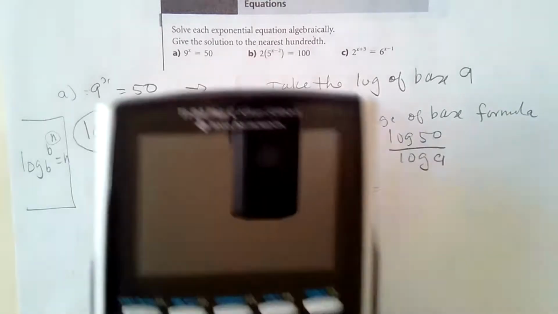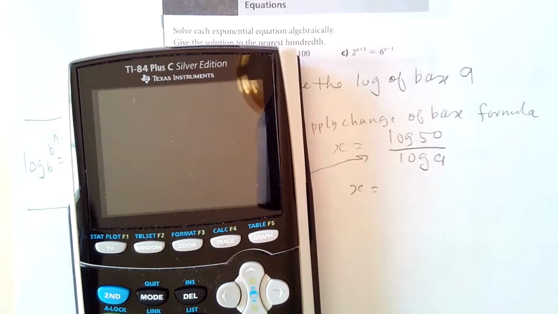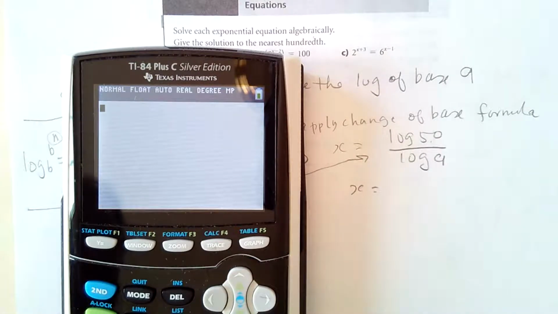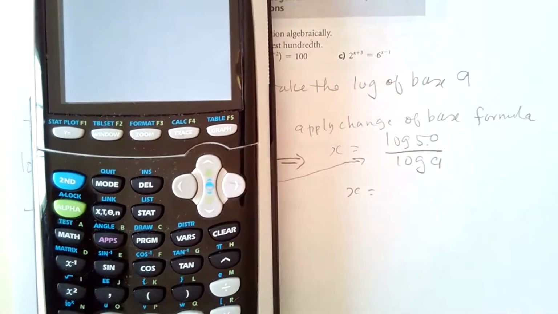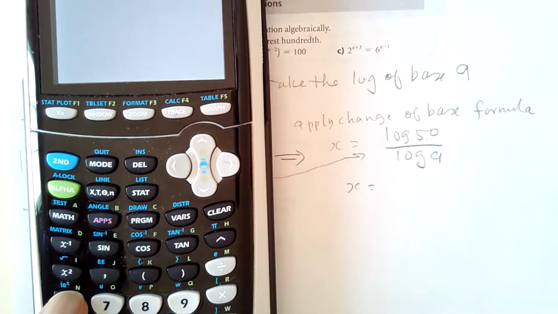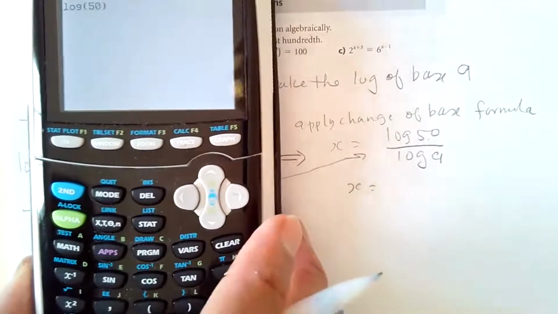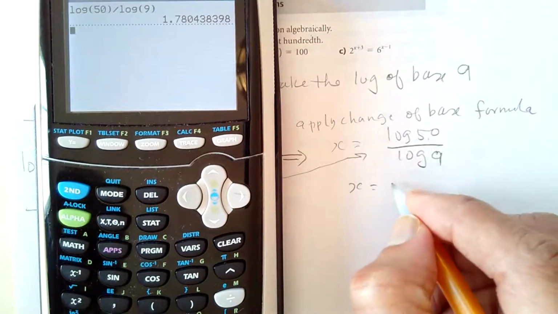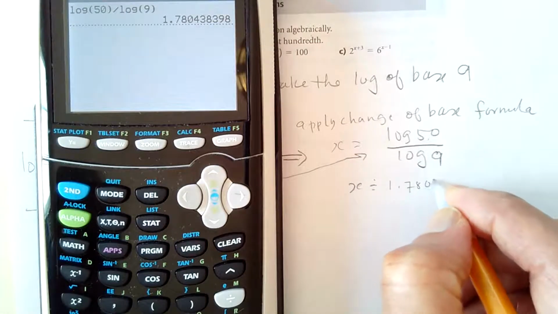And this is where we need to use our calculator. Now, log 50: press the log button, log 50 divided by log 9. This gives you an answer of approximately 1.7804.